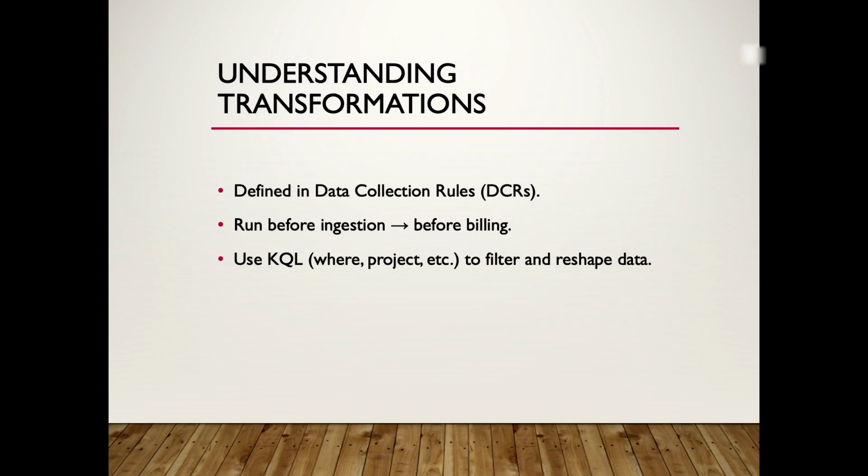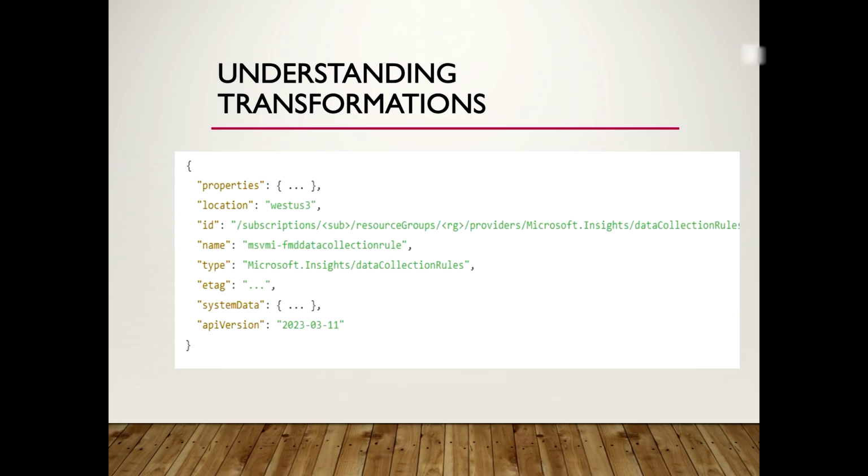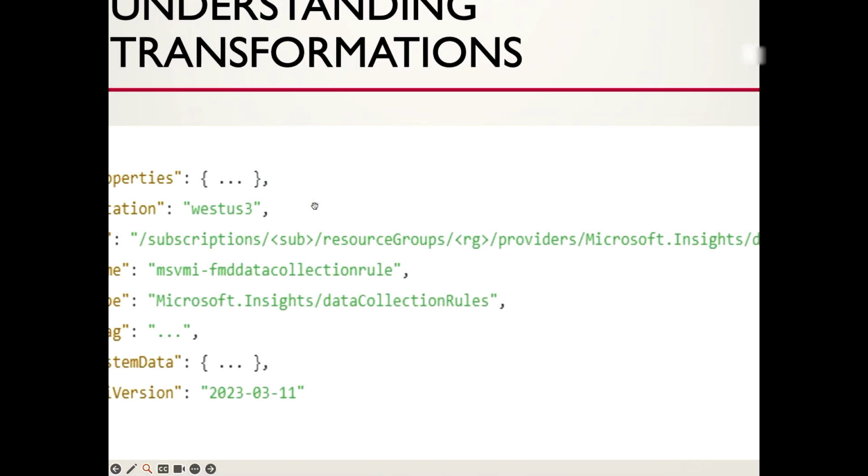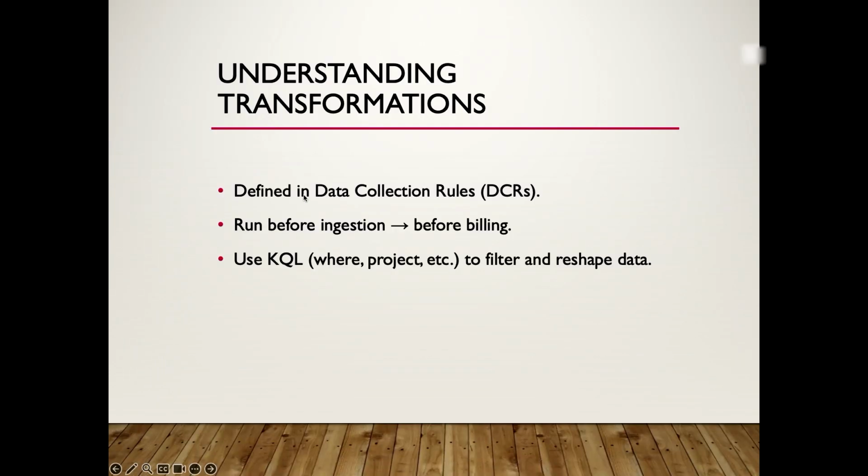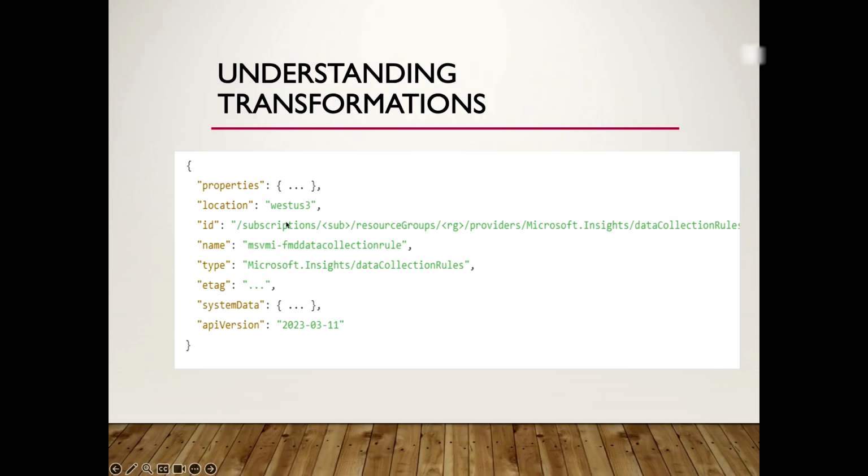So let's go ahead and look at the data collection rule. The data collection rule looks like this. It has a properties section. It has a location, which is where this data collection rule exists, and it has an ID, a name, the type, the ETag, the system data, and API version. All of this is part of the data collection rule.